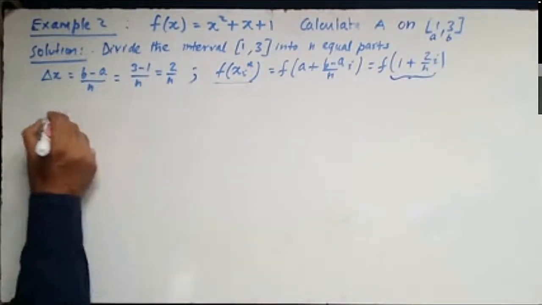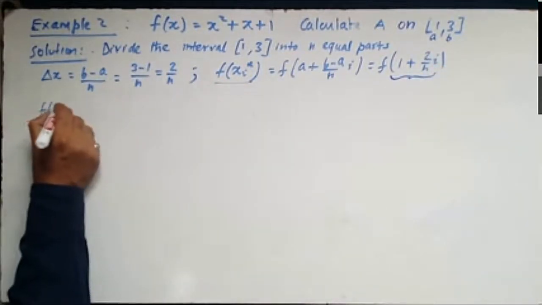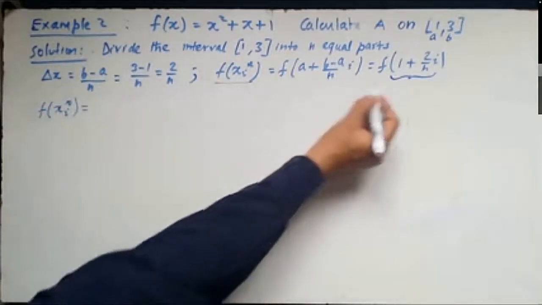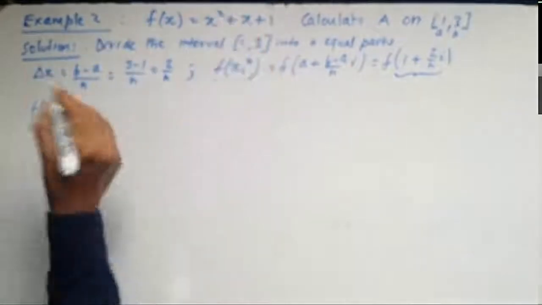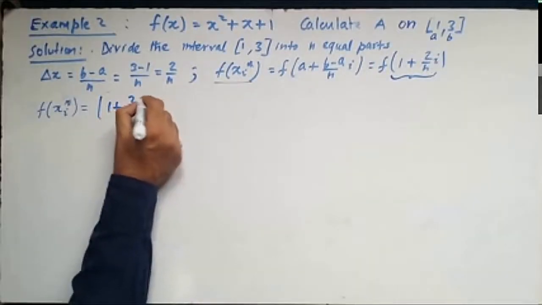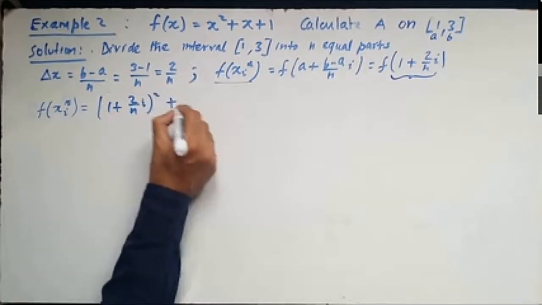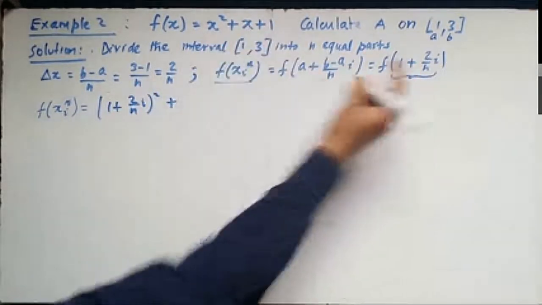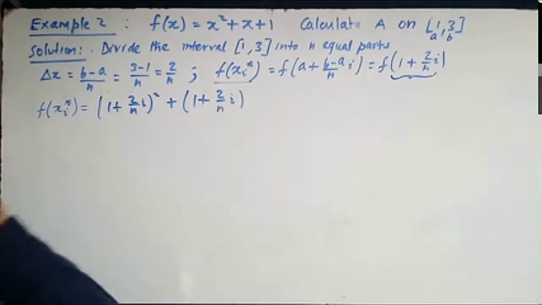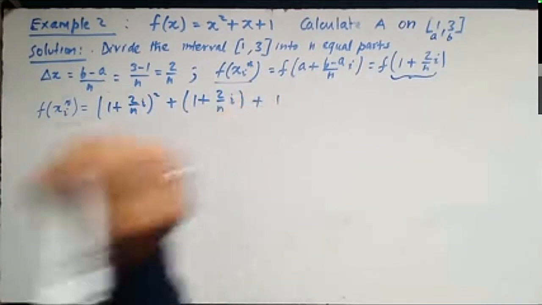Okay, so this is f(x_i star) is equal to, for x squared, (1 plus 2 by n i) whole squared, plus, this is x, so it will remain the same, so it is 1 plus 2 by n i, plus 1.